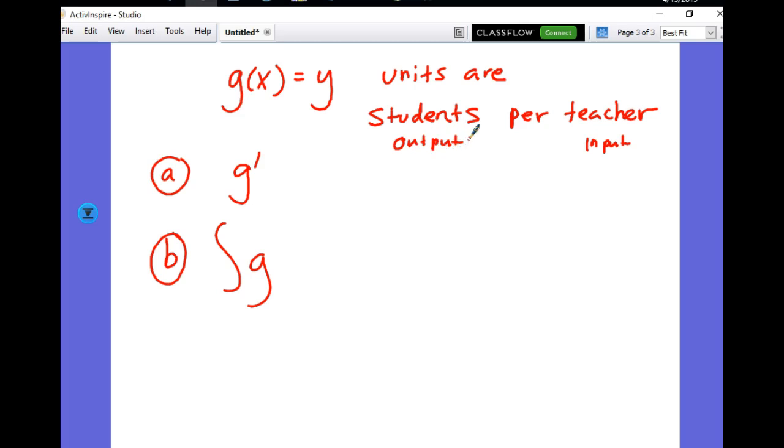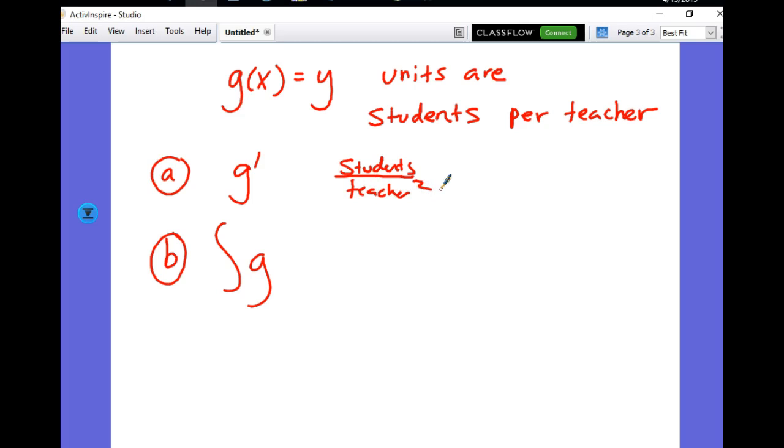Well, I don't really want to say it like that because that's not technically true here, but the output is students per teacher, so I wouldn't write that down. What I do want you to be aware of is that the input, we could clearly see, is teachers. So if I take the derivative of students per teacher, I'm going to add a teacher unit to the denominator, and that would be students per teacher squared.